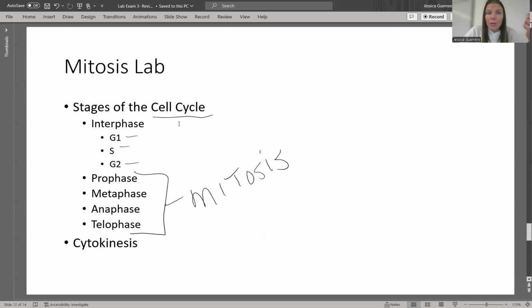And I'm just making those questions up in my head as I'm recording right now, but it may be slightly different wording, and that's what it's going to be asking you: the descriptions of what happens during each of those phases or stages.